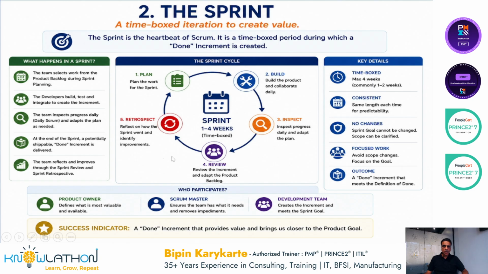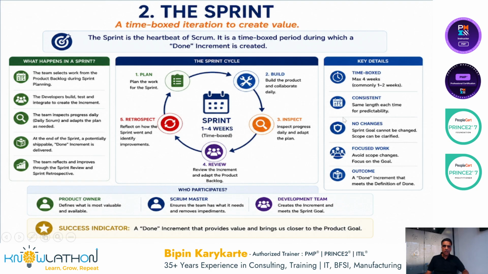Okay. Who participates in the sprint? The product owner, the scrum master, and the development team. Again, all of them are part of this. The development team is the one who actually does most of the work, but the scrum master is there to ensure that the team has everything it needs and to remove the impediments, and the product owner basically has a supervisory role, where they define what is most valuable and available, etc.